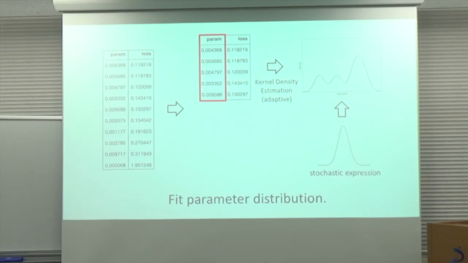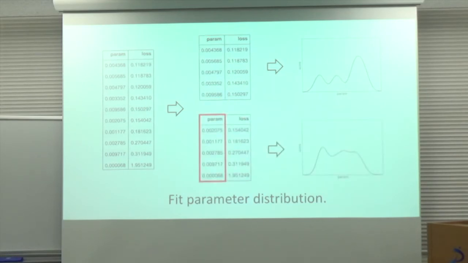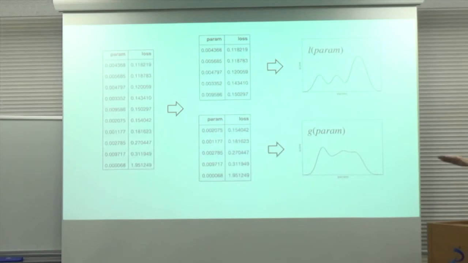And one more thing is, we set up a stochastic expression for each parameter, and the algorithm takes care of this. For example, if you set up log uniform, it is scaled to log space and the distribution is fit there. And after fitting the above part, we also fit the distribution for the bottom part. So now we have two distributions about the parameter data. Let me just name the top distribution as L and the bottom as G.